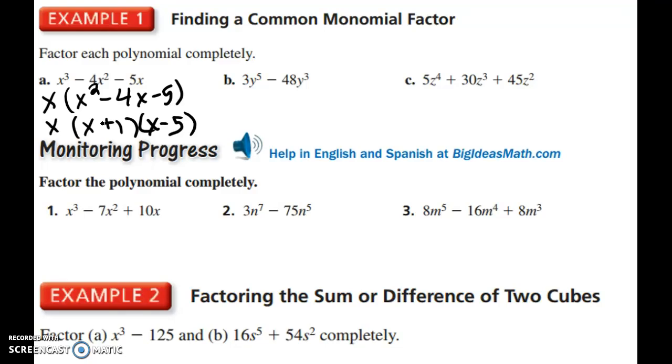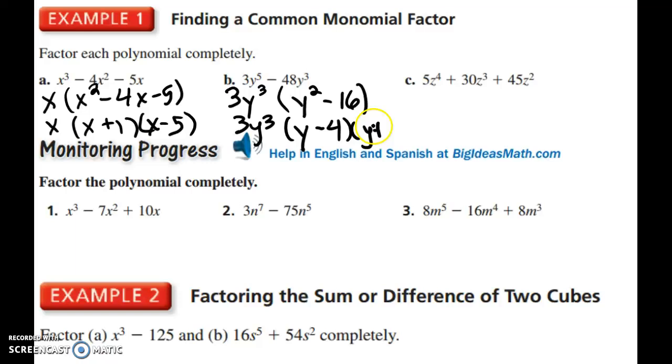Let's try B. The GCF looks like a 3, and we can even take some y's out, 3 of them. What I would have left would be y squared minus 16. In the parentheses, y squared minus 16, check to see if that can be factored again, which it looks like it's a difference of squares, y minus 4, y plus 4, which cannot be factored again, so we are finished.